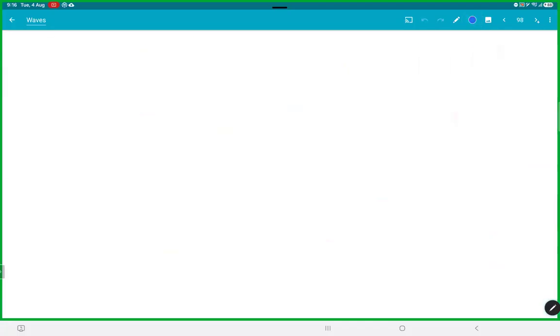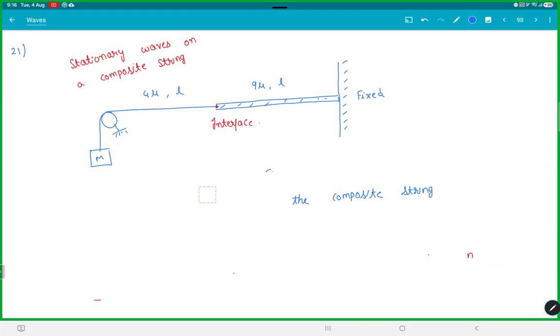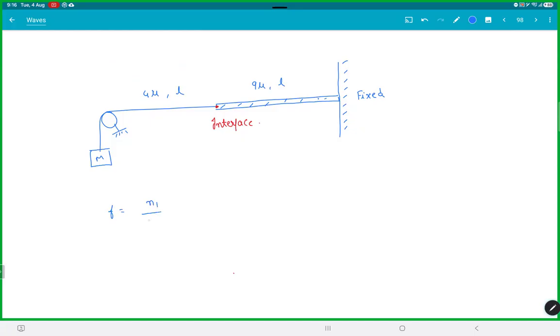So what is the catch then? We can clearly see tension is the same in both of them, right? Length is the same here anyway. So let's write the formula. Frequency is the same. So it is N1 by 2L root over tension by 4 mu. This must also be equal to N2 by 2L root over tension by 9 mu. So from here we get N1 by N2 is 2:3.